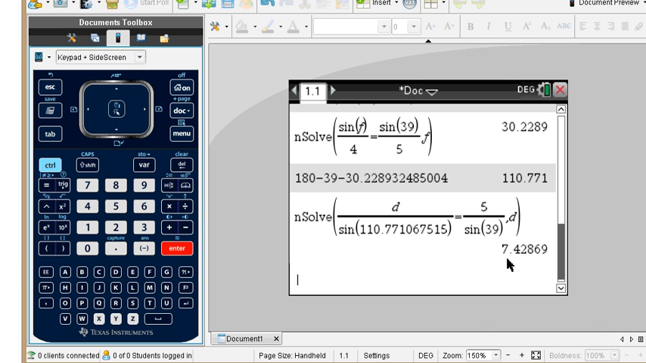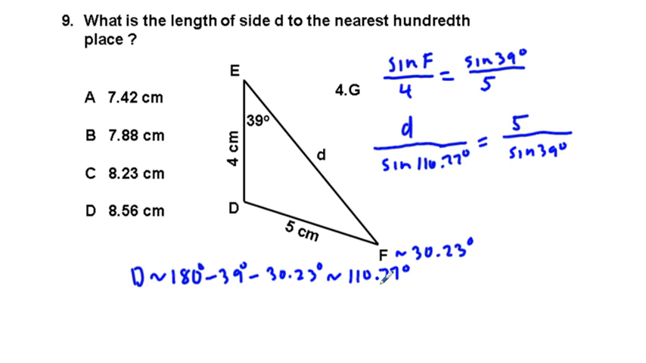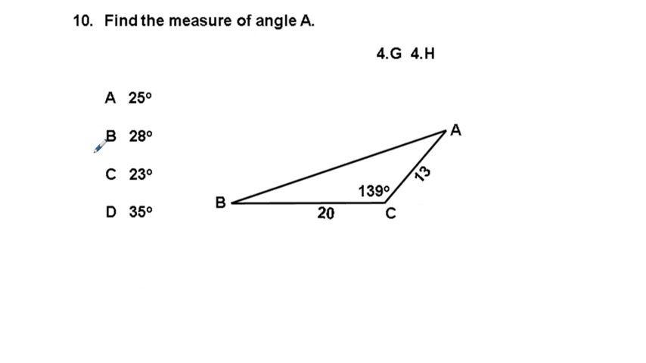We get about 7.43. So we go over here and say D is 7.43. Well, the closest it's going to be is A. And that's pretty close. Just a hundredth off. Definitely the best answer by far.